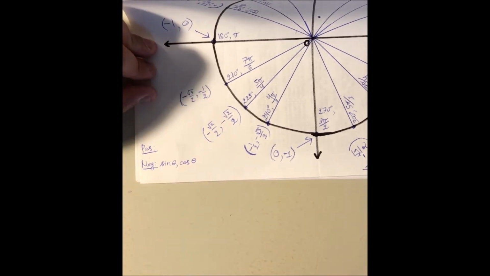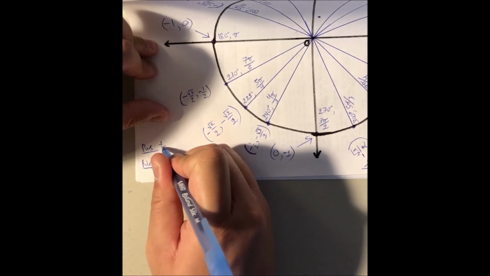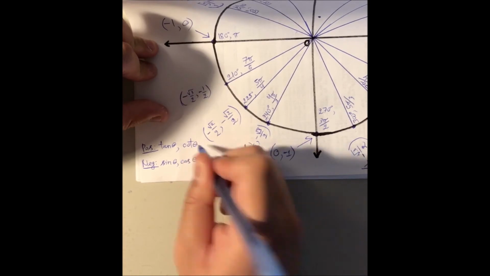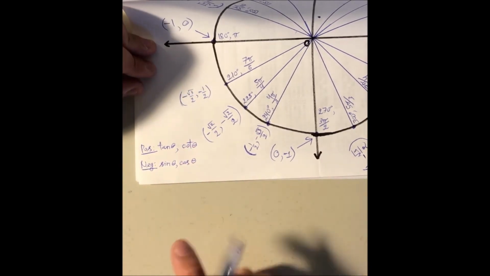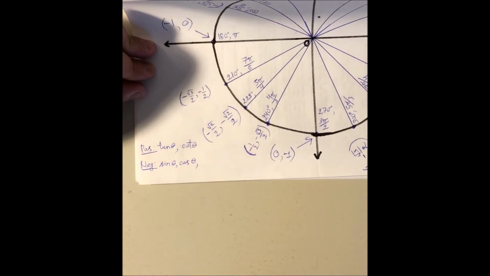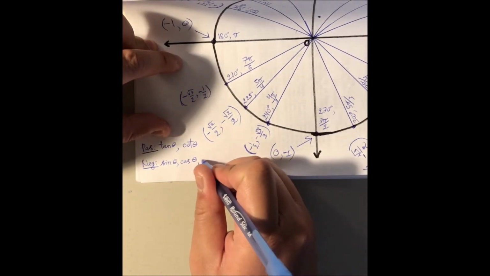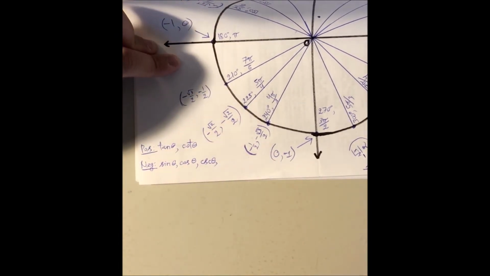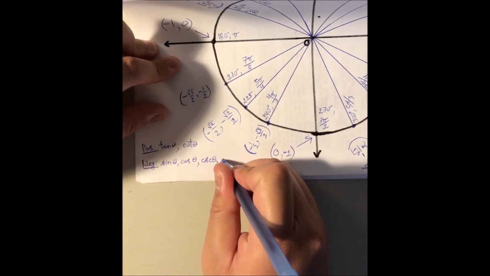Well, tangent is going to be sine over cosine. Sine and cosine are negative. We have negative over negative, which will be positive. And the same thing can be said for cotangent, because cotangent is cosine over sine. And since cosine and sine are both negative, we have negative over negative again. So cotangent is also positive. Cosecant. Well, cosecant is positive 1 over sine, but since sine is negative, we have positive 1 over negative sine, which will give us negative cosecant. Secant of theta is positive 1 over negative cosine. So secant is also negative.